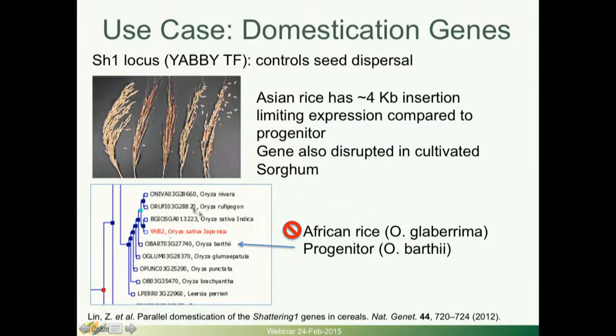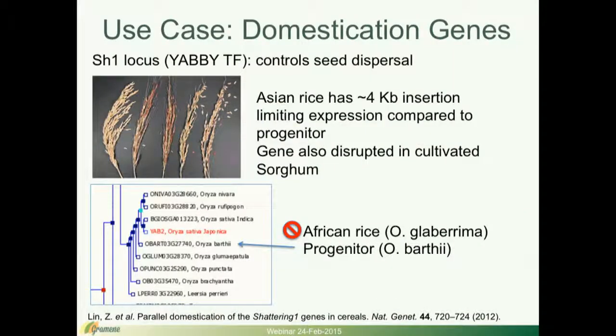And when you view the gene tree, this is the Asian rice version here. And you can see that there are orthologs for most of the different Oryza species. We can see the progenitor species, barthii, but when we look for Oryza glaberrima, we do not find it in this tree.